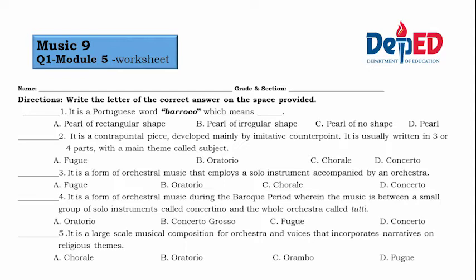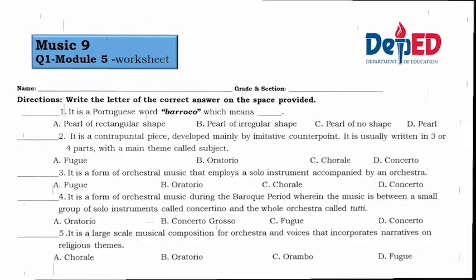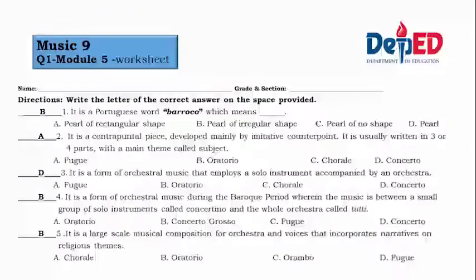Number 4. It is a form of orchestral music during the Baroque period wherein the music is between a small group of solo instruments called concertino and the whole orchestra called tutti. A. Oratorio, B. Concerto grosso, C. Fugue, D. Concerto. Number 5. It is a large-scale musical composition for orchestra and voices that incorporates narratives on religious themes. A. Choral, B. Oratorio, C. Oratorio, D. Fugue. Check your answers here.